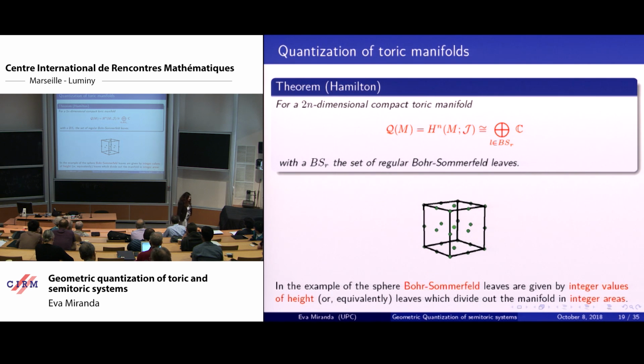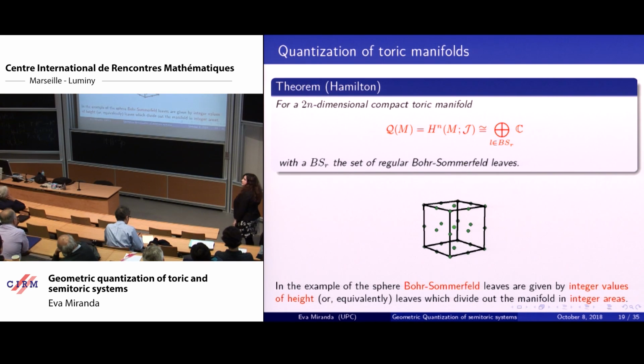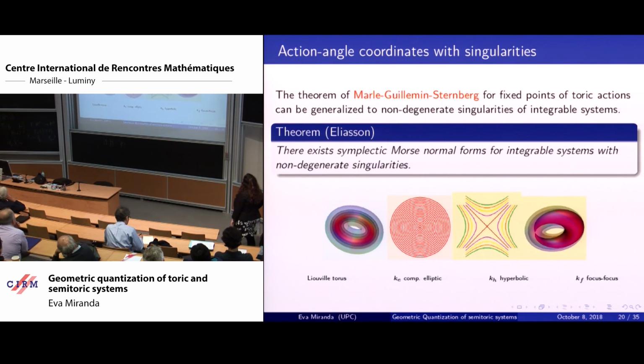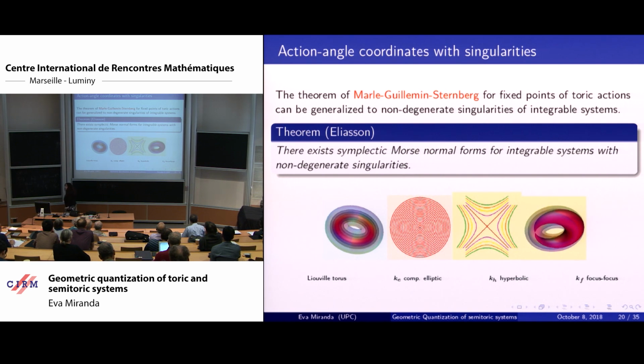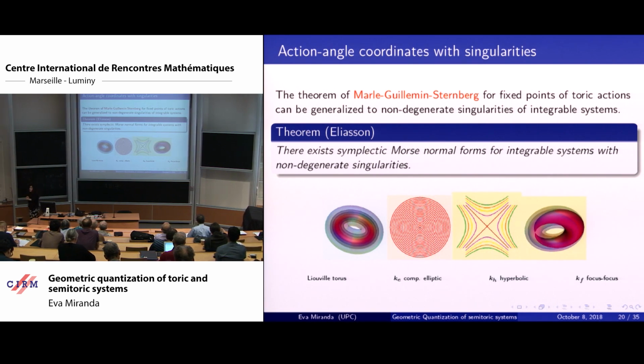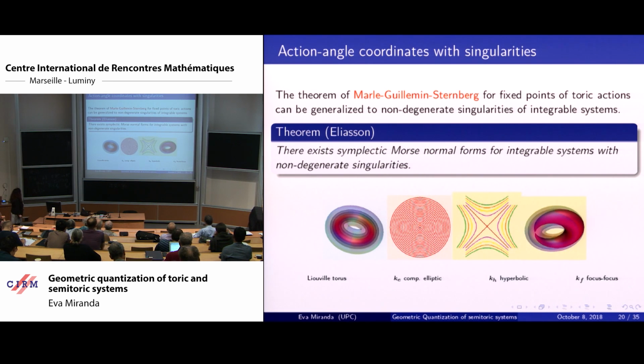So at this point, what happens if you consider other singularities that are not the singularities that would correspond to vertices and edges of a toric manifold? Because at these singularities, of course, you have Marle-Guillemin-Sternberg that tells you what is the normal form of your first integrals at this point, and you have an expression which is quadratic. And more generally, well, this is a theorem that Eliasson proves already back in his thesis, and this is a theorem that has many proofs.